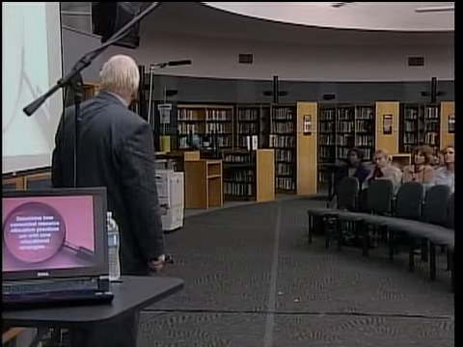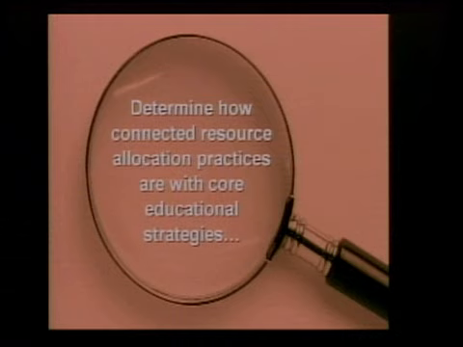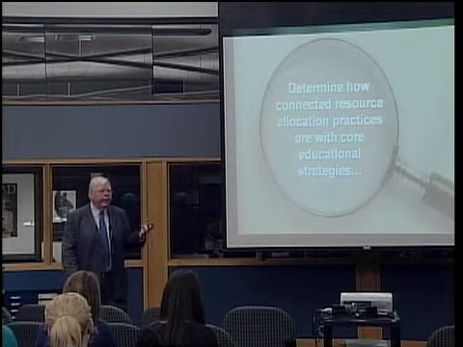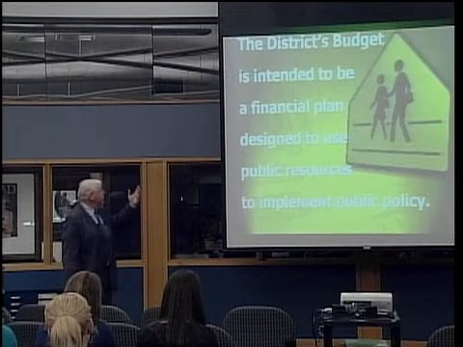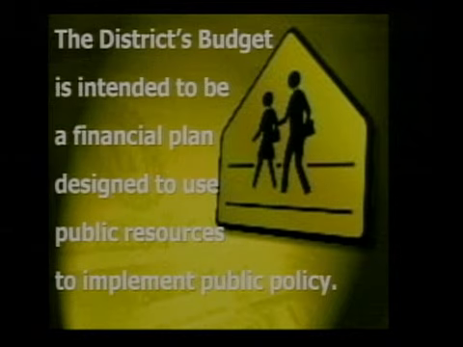Third step. Determine how connected resource allocation practices are with core educational strategies. I'm going to keep saying this. Core educational strategies are important to what? Student outcomes, you know, and we're sort of here for that. First is the district's budget is intended to be a financial plan designed to use public resources to implement public policy.